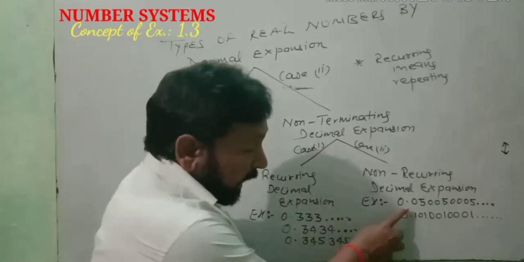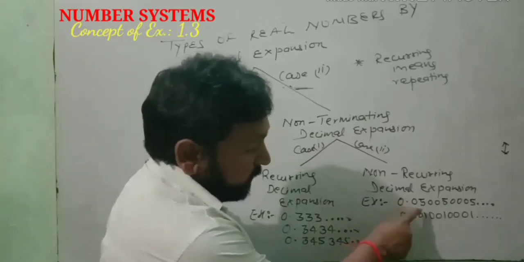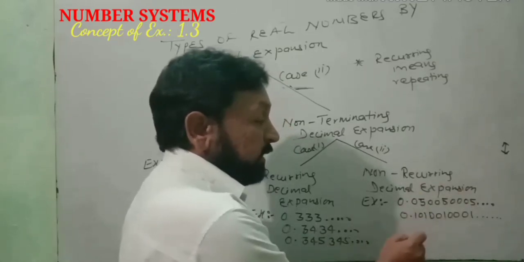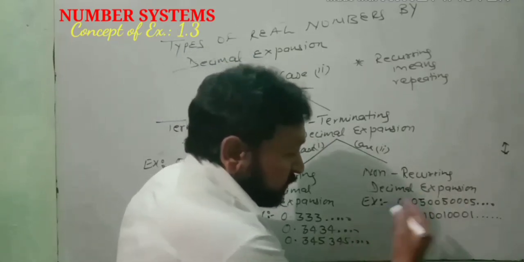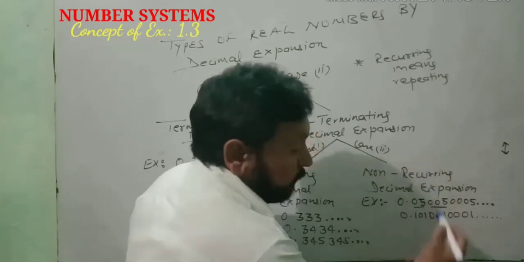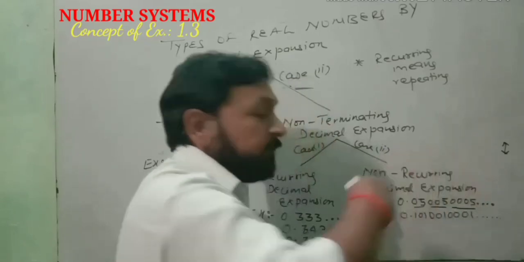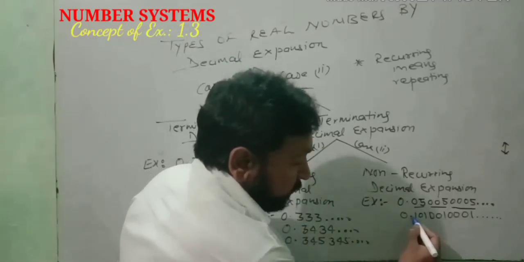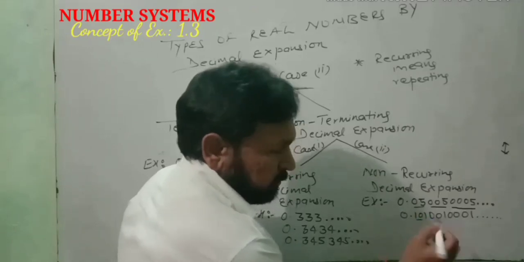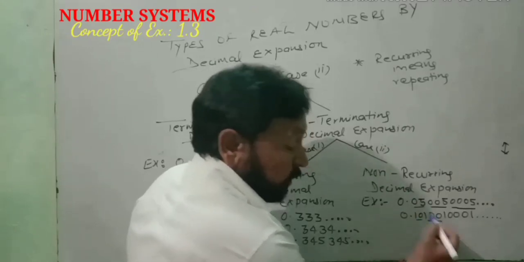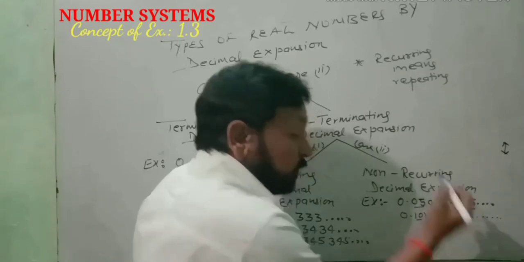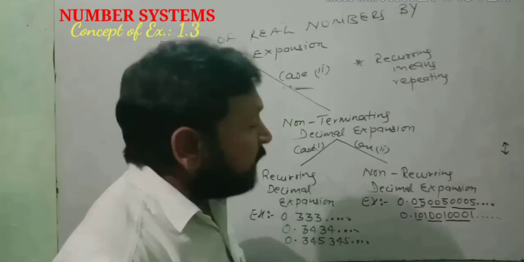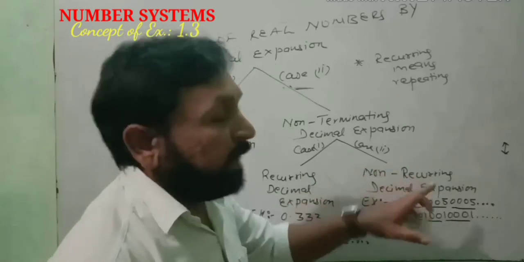Because here, just after decimal came 0.5, 0.005, 0.005. See, it is just 0.5. It is 0.005. Here comes 0.005. It is not repeating itself. Same case here. Here came after decimal 10, and then came 100, then came 1000. It means it is not repeating. That's why it is called non-recurring decimal expansion.